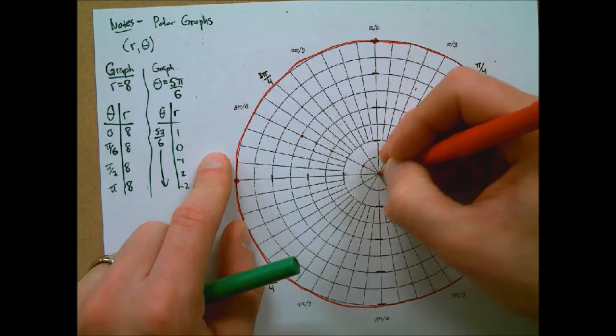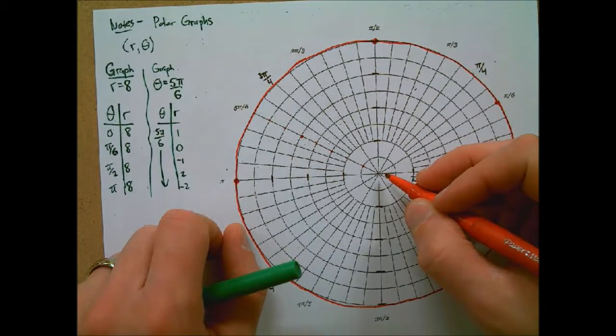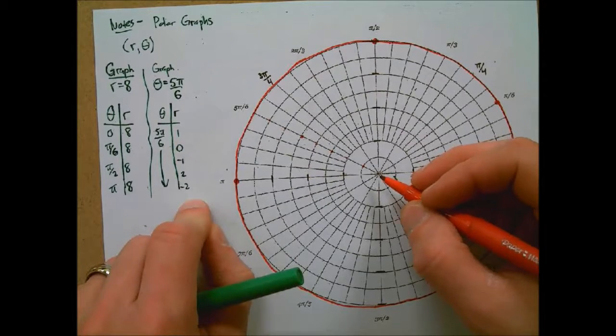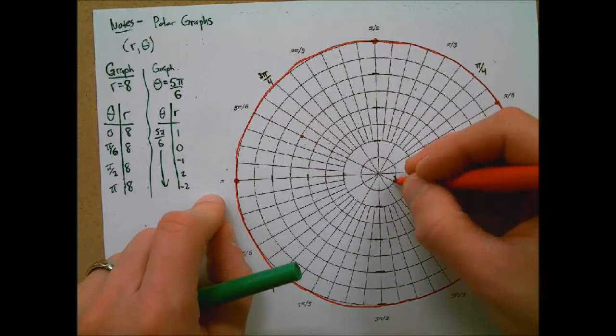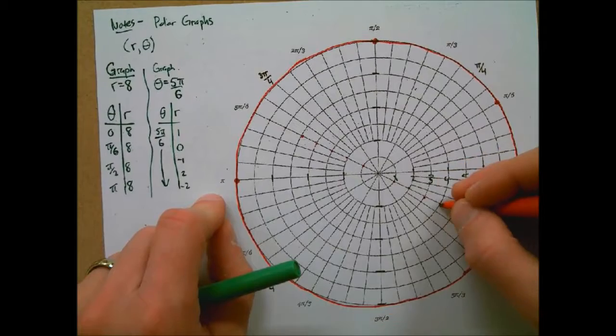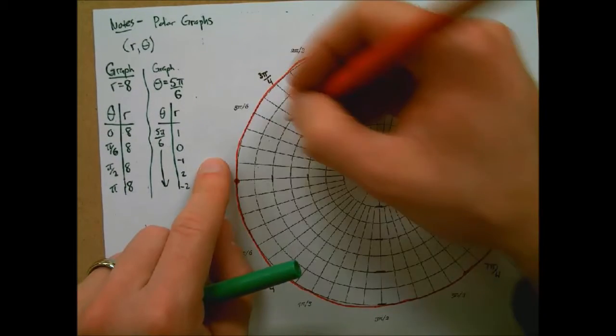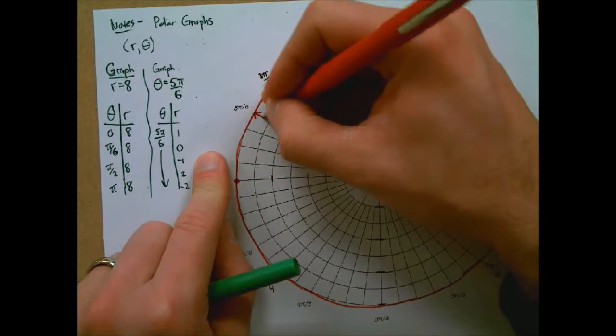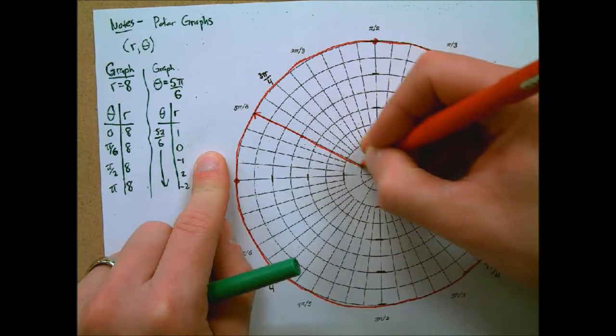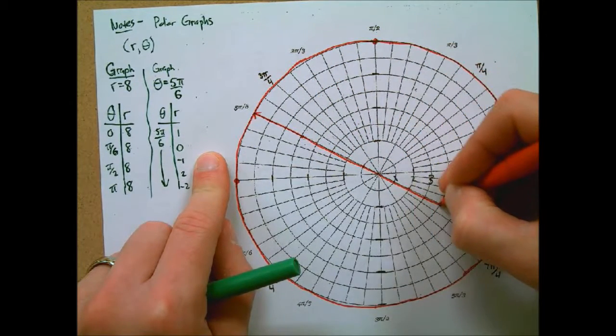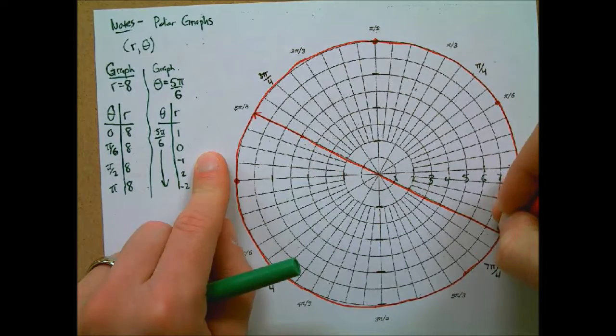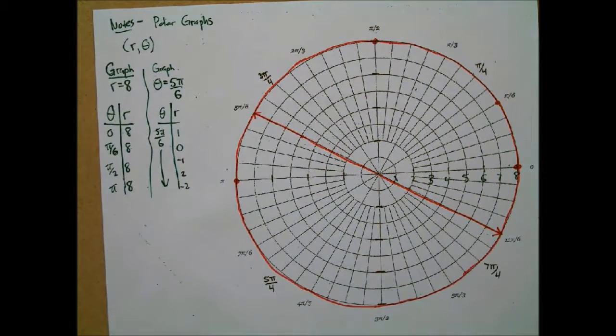Do we stop at the pole? No. Why not? Because negative r values would go in the exact opposite direction from that 5 pi over 6. And so we're going to also have these as well. Kind of looks like a no symbol, you know? No smoking. No polar graphs. Just for that reason.